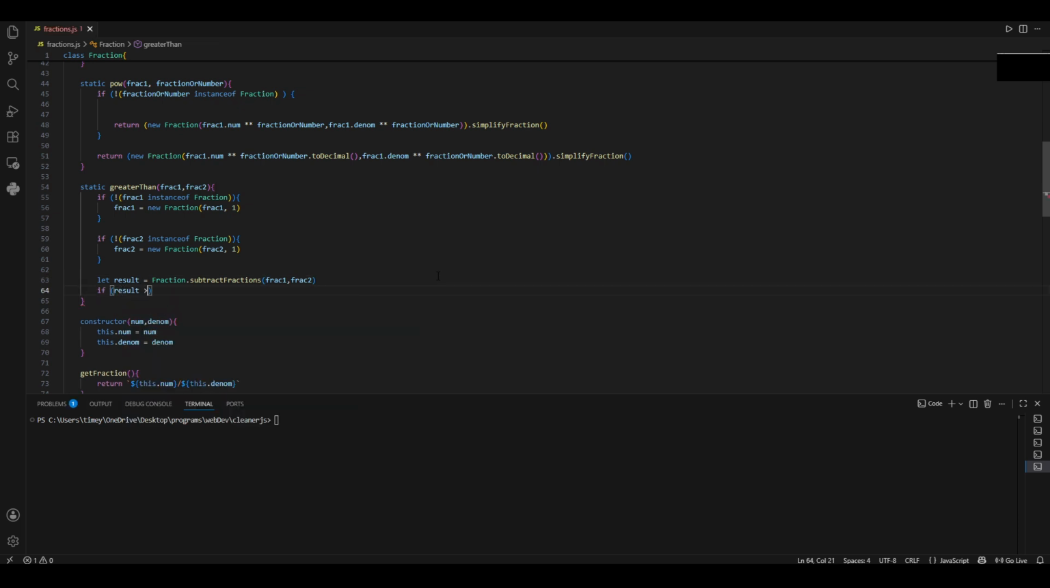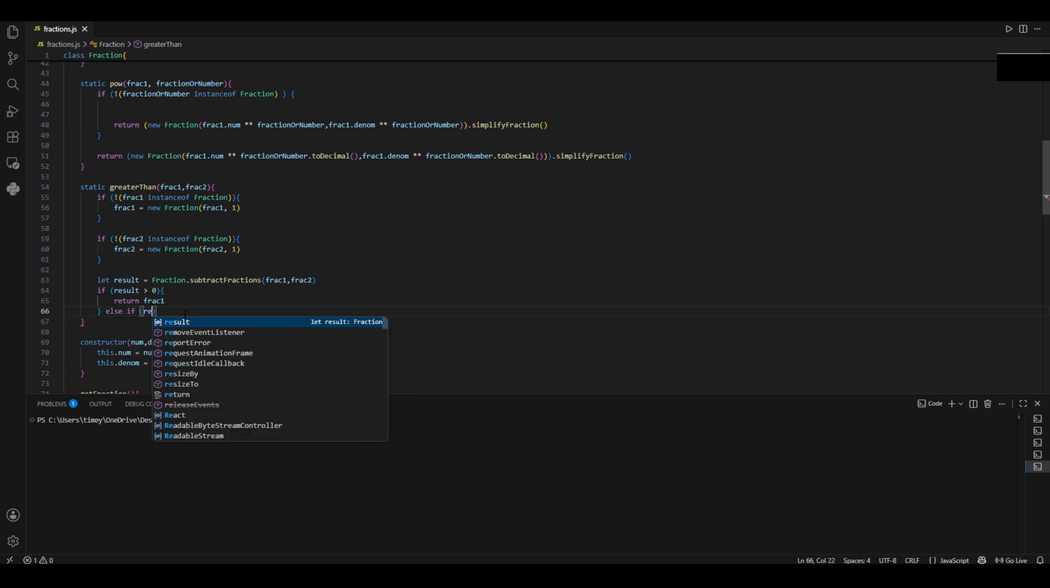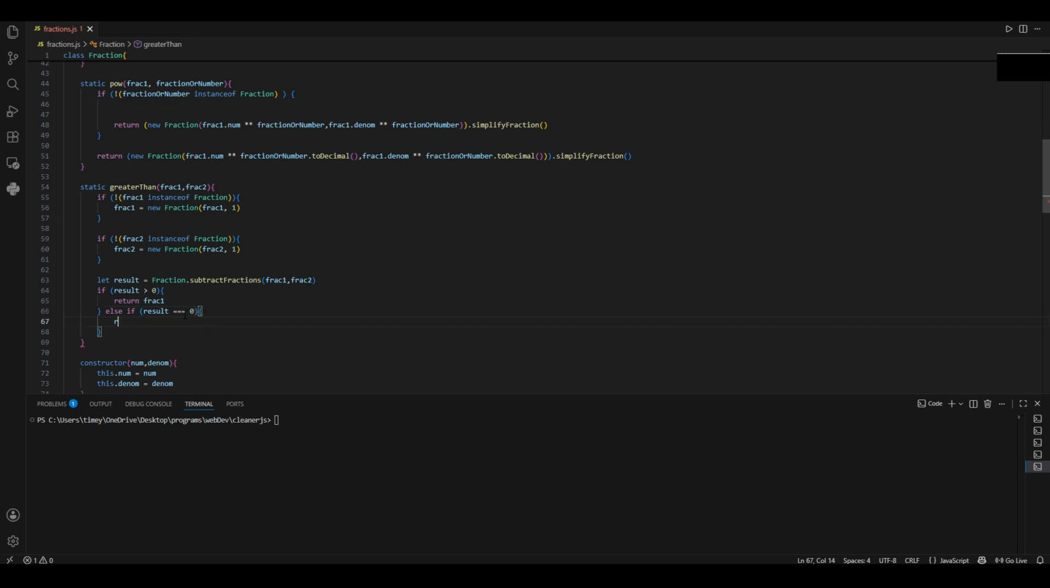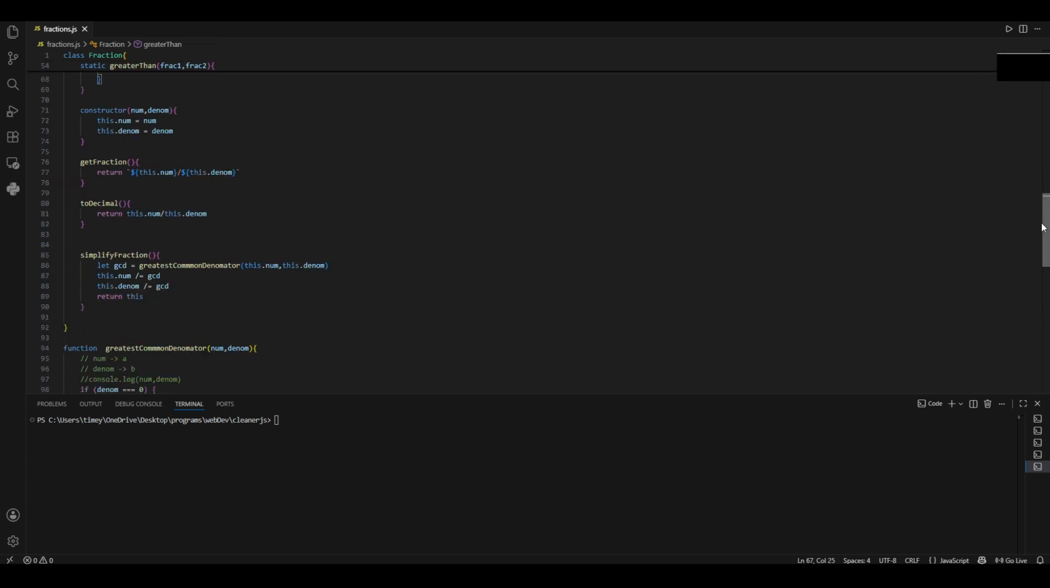If the result is greater than 0, return fraction 1. Equals 0, actually, it doesn't matter if they're the same. If it's less than 0, return fraction 2. And let's try it out.